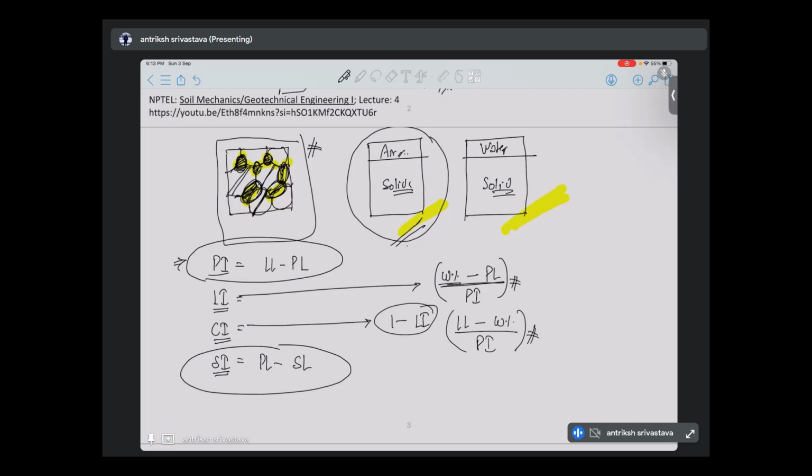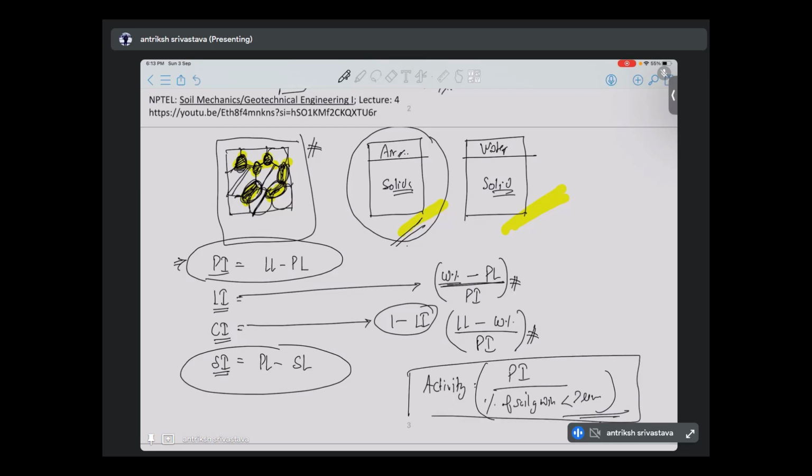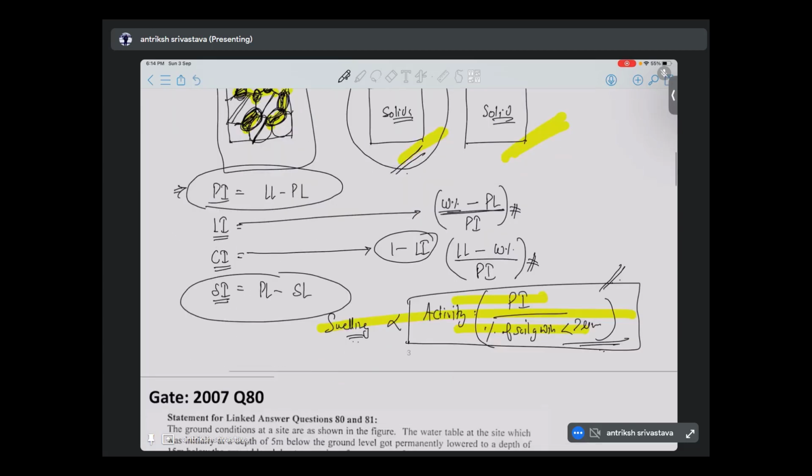So these are the most common, and also there is activity, which is plasticity index divided by the percentage of soil grains less than 2 micrometer. This is associated with the swelling of the soil. I don't think we have any question at this moment related to activity, but I recall this has also been asked 2-3 times in GATE, so you can use this.